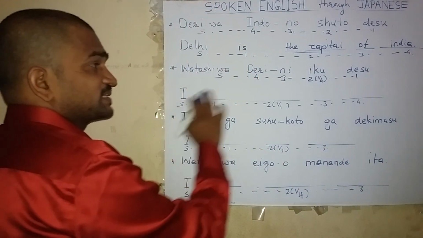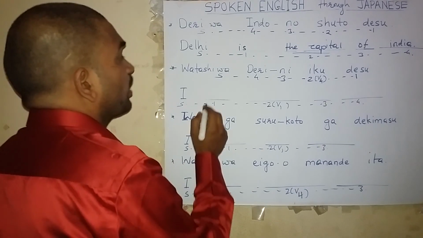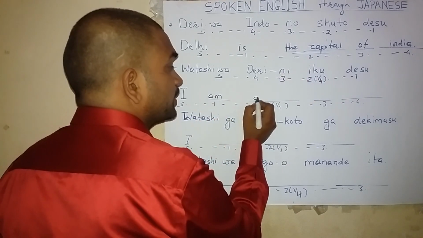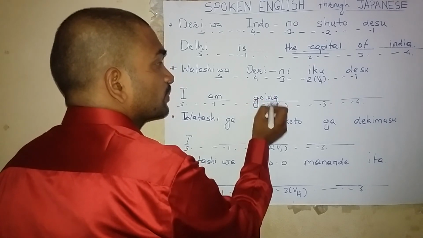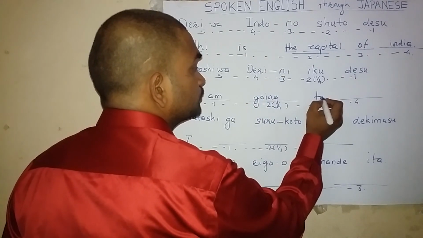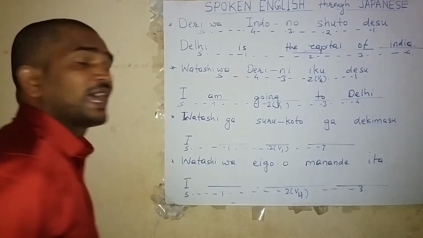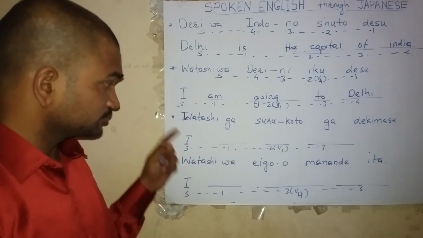The word for watashi wa is I. The word for desu is am. The word for iku is going. The word for ni is to. The word for there is Delhi. I am going to Delhi.